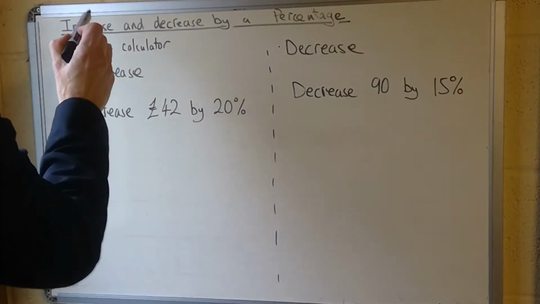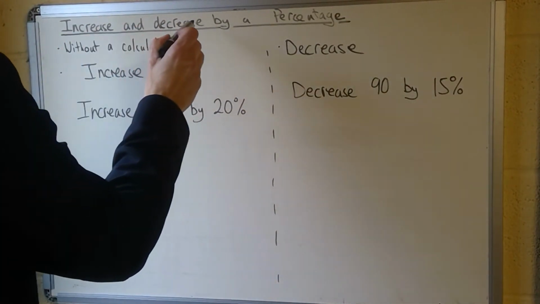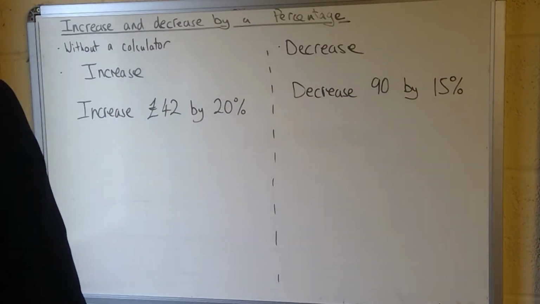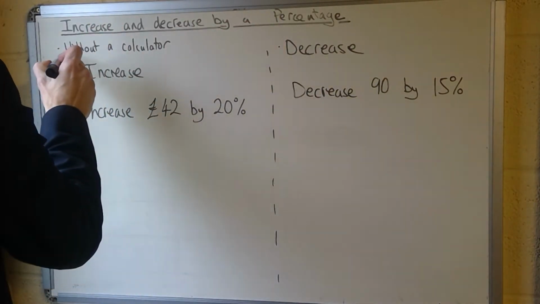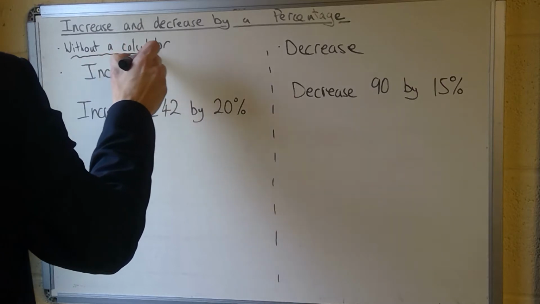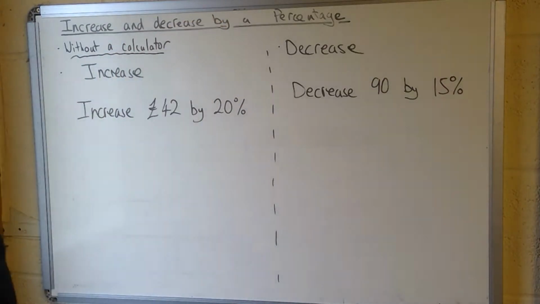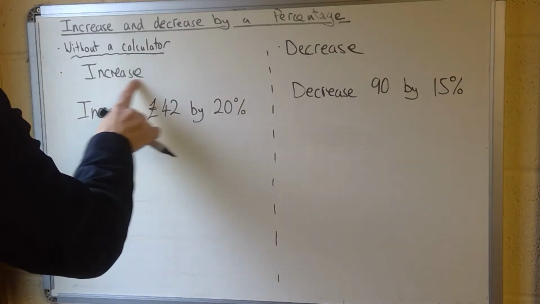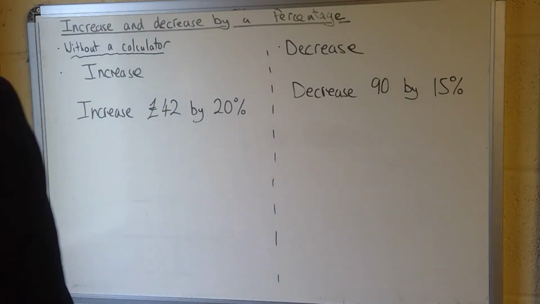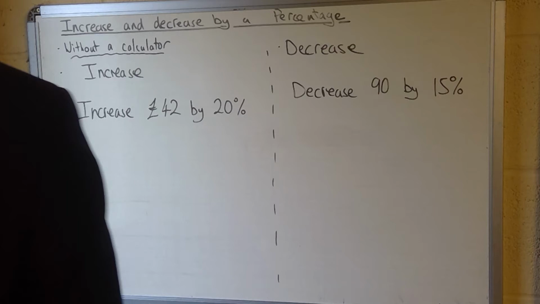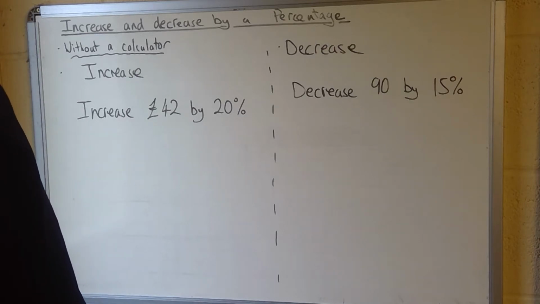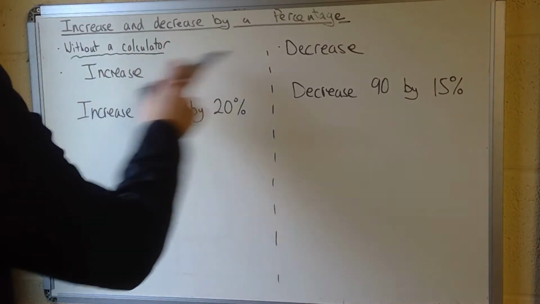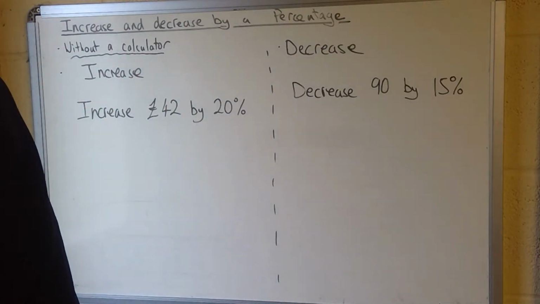Okay, today we're going to increase and decrease amounts by a percentage. First of all, we're going to do this without a calculator, and then we'll get a calculator later on. So we're going to start with two examples. First of all, an increase. And what we do is rely on the methods we already know about calculating a percentage of an amount, and then just add it on if you're increasing and take it on if you're decreasing.